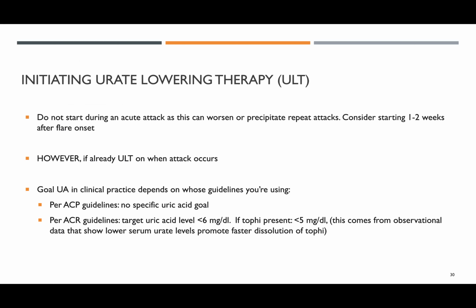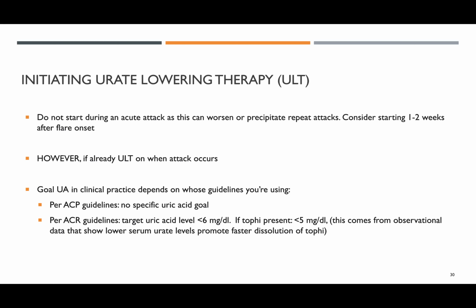Don't start uric acid lowering therapy acutely because you can worsen or precipitate a repeat attack. Wait 1 to 2 weeks after the flare onset to start your urate-lowering therapy. Again, keep it going if they're already on it when the flare occurs.